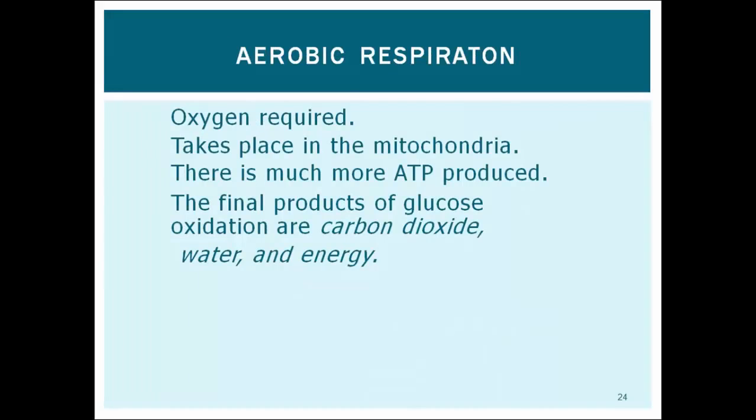The next step of cellular respiration is aerobic. Oxygen is required. The pyruvic acid molecules enter the mitochondria, and they're further broken down in the citric acid cycle. High energy electrons are produced, and those go to the electron transport chain to produce large amounts of ATP. The final products of glucose oxidation or glucose breakdown are carbon dioxide, water, and energy.